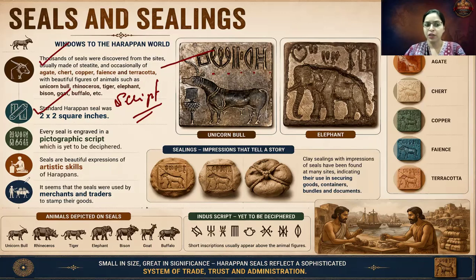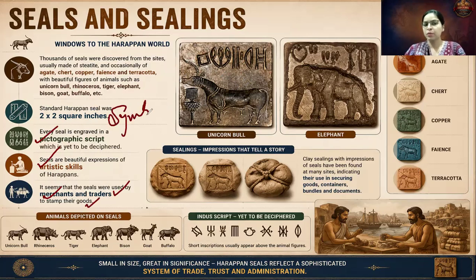Fine. So seals are very crucial. They are very important. And the script is there, which is a pictographic one, which is yet to be deciphered. Seals and the sealings are the beautiful expressions of artistic skills of the people of this civilization. And it also seems that seals were widely used by the merchants and traders to stamp their goods. So first of all, this could act as a symbol of trade.